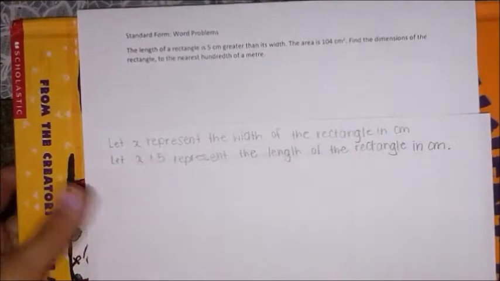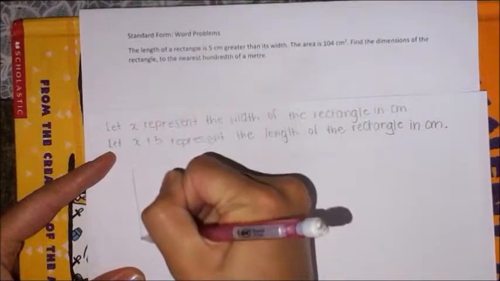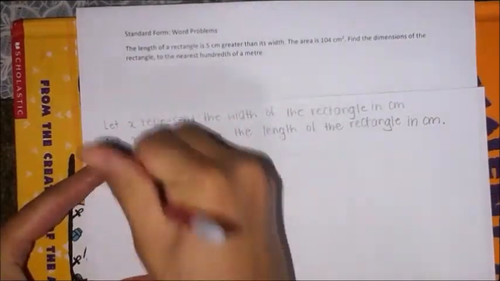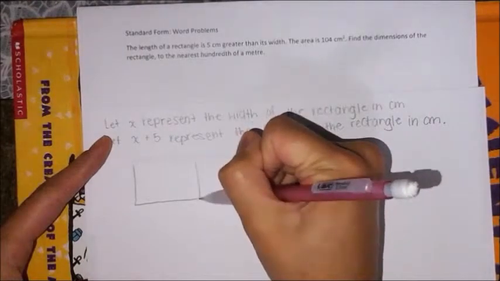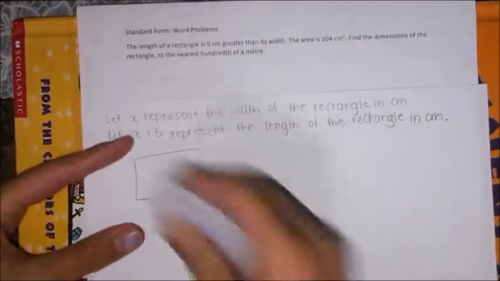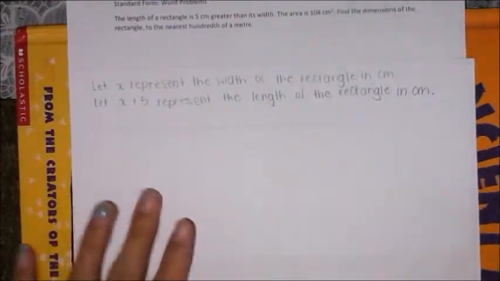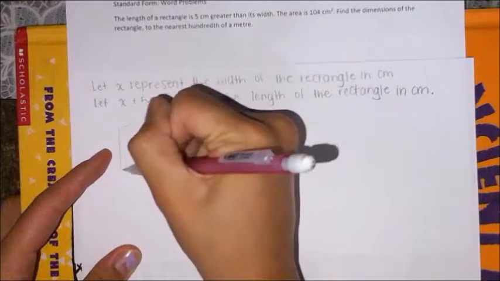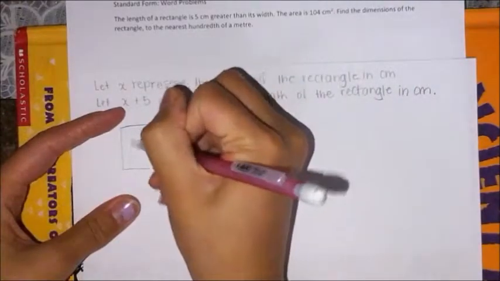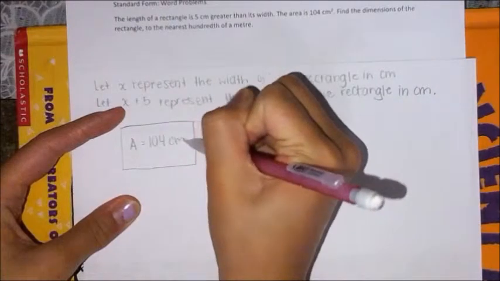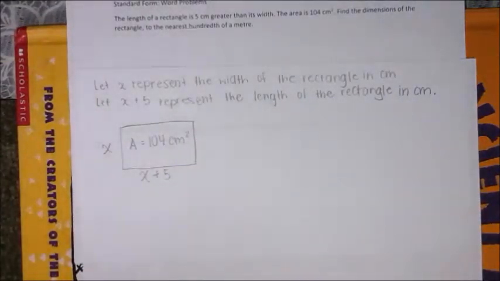In centimeters. Okay, so I'm going to start off by first drawing a diagram. That was a pretty bad diagram. Okay, I can't draw, but I'm going to try to do my best. Alright, so it's pretty good. So the area is 104 centimeters squared. The width is x and the length is x plus 5. So that is my labeled diagram.